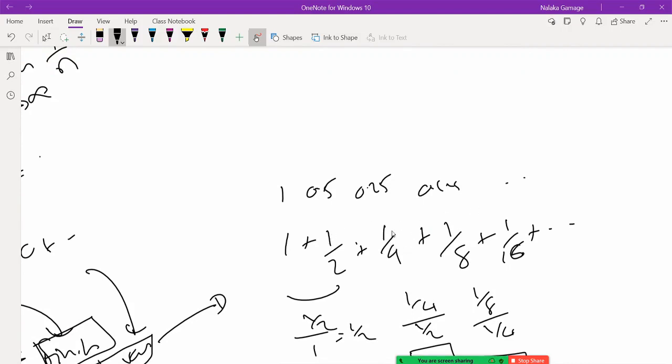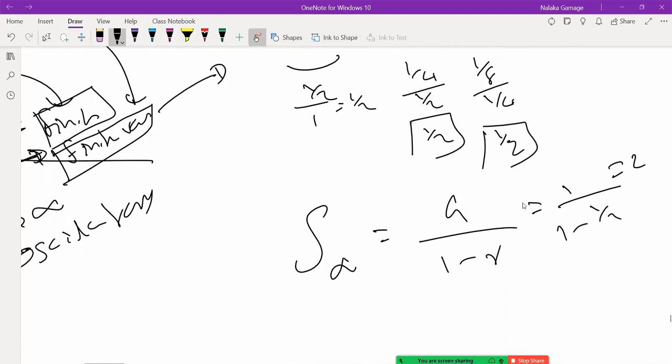So it's getting closer and closer to 2. No matter how far you go forward, it never goes beyond 2, but it is getting closer and closer to 2. So therefore this is an example of a convergent series.